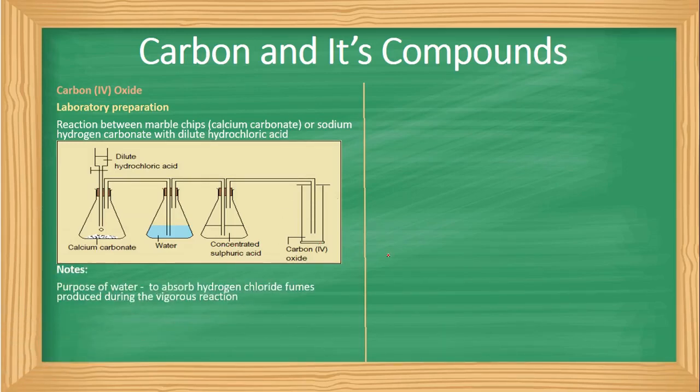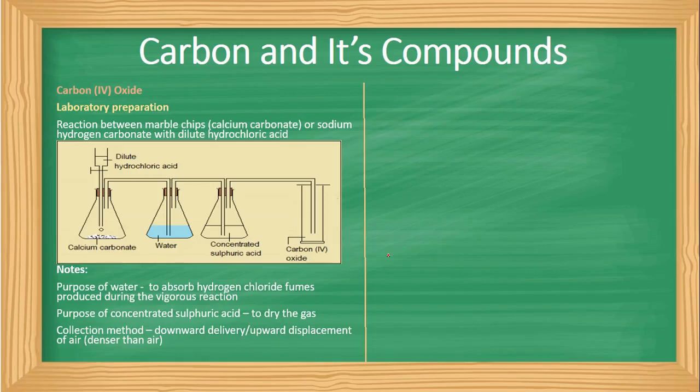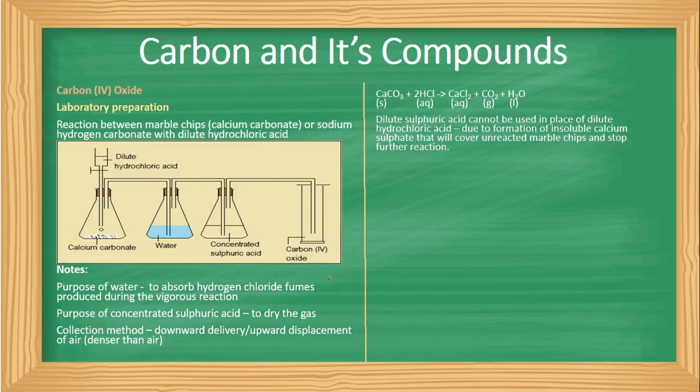Some notes. The purpose of water in this setup is to help absorb the hydrogen chloride fumes that are produced during this vigorous reaction. The purpose of concentrated sulfuric acid is, of course, to dry the gas. Remember, concentrated sulfuric acid is a very good drying agent for gases. The collection method, as you can see here, is downward delivery or upward displacement of air, because carbon 4 oxide is denser than air. So the reaction is as you can see in that equation.